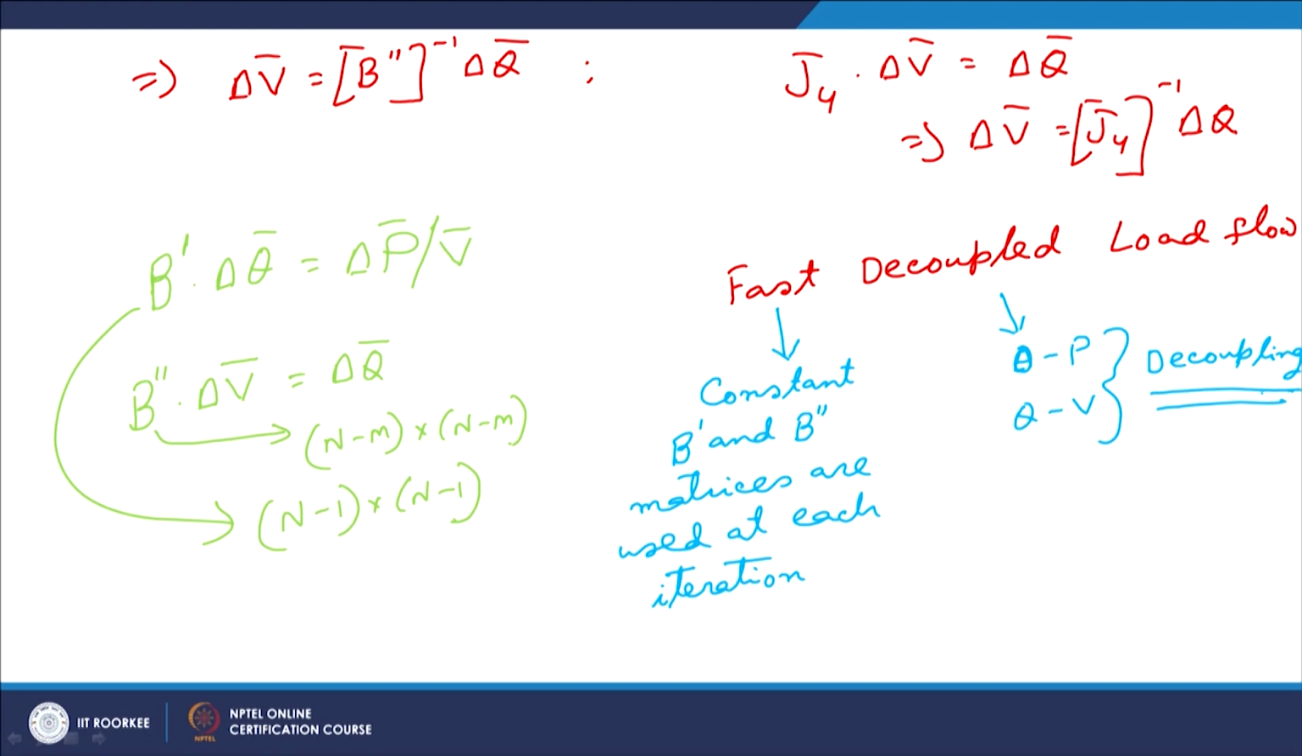After we pre-store these inverse matrices, we simply proceed in the same way as we do for the Newton-Raphson polar method. First we check for reactive power violations of all these generators. If any generator violates the reactive power limit, then that particular bus is changed from PV to PQ.